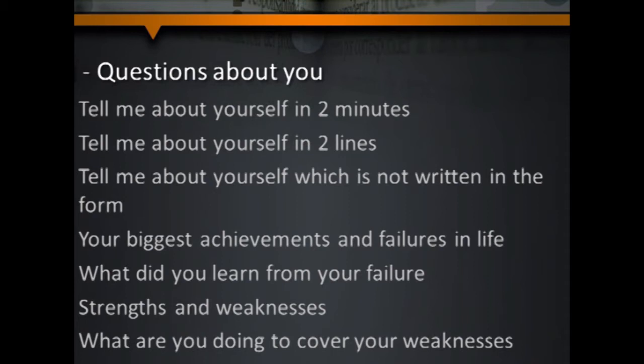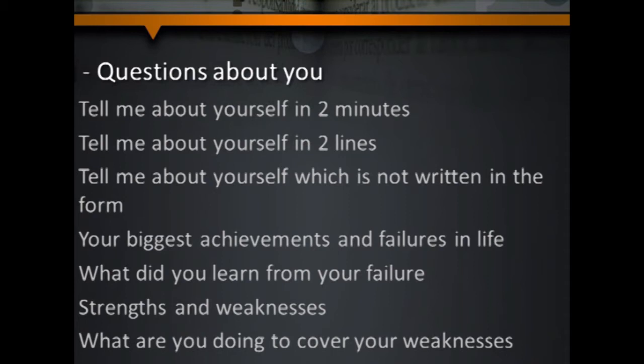Then they might ask you, what did you learn from your failure? So make sure that when they ask you about failures in life, you also talk briefly in the end about what exactly you have learned from that. That shows that you have the ability to learn from your failures and past. You take it up in the right spirit. So even if they don't ask, please talk about that. And if they explicitly ask, what did you learn from your failure?